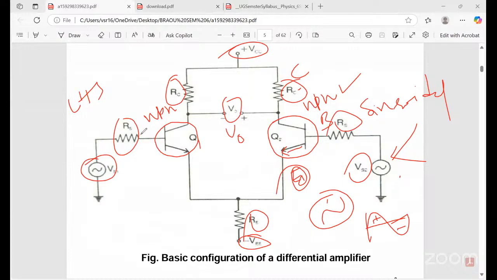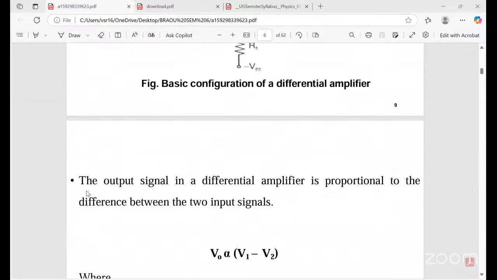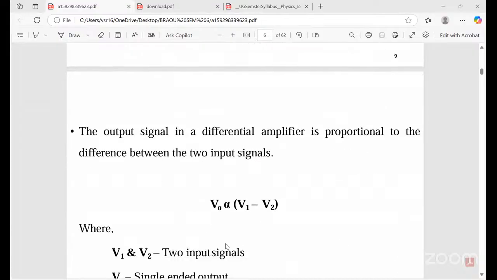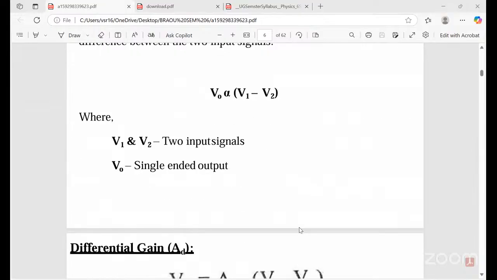The output signal in a differential amplifier is always proportional to the difference between the two inputs. So V naught is proportional to V1 minus V2. What are V1 and V2? Two input signals. And what is V naught? A single ended output.